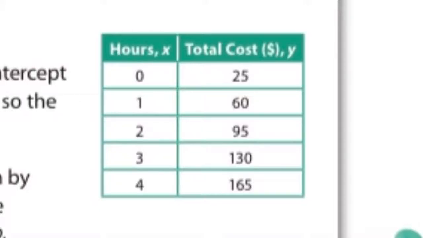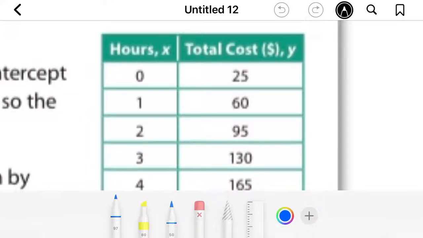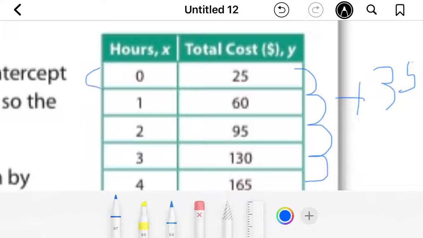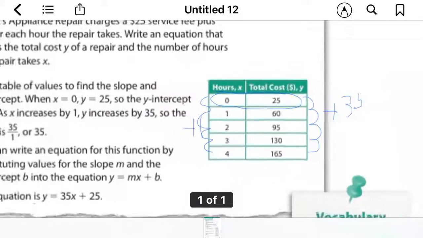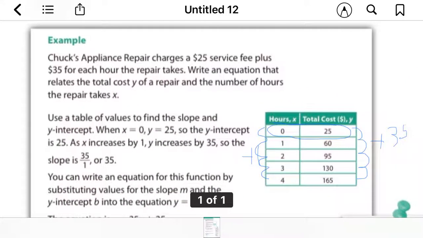When we look at the table of values, what I want you to notice first is that the y values are going up by $35 each time, plus 35, whereas the x values are going up by 1 each time, plus 1. So it's $35 per hour. Also, if you look at the cost, the initial value when x is 0, y is 25. They had us talk about the $35 fee and the $25 service charge. That's where those show up.